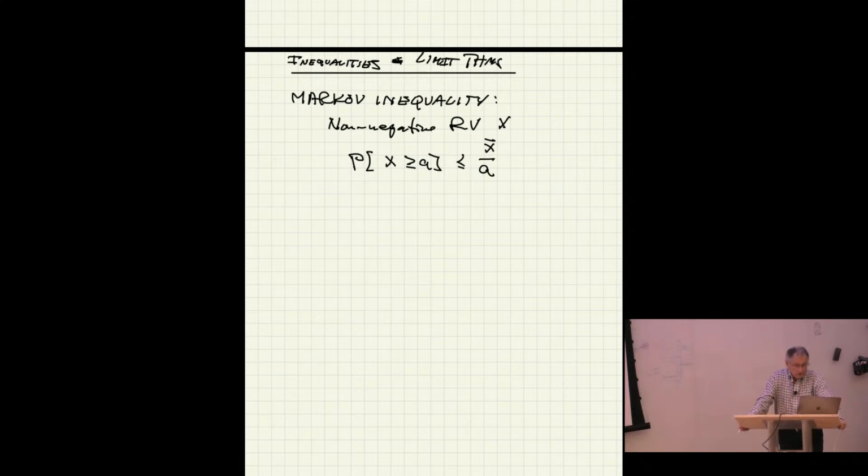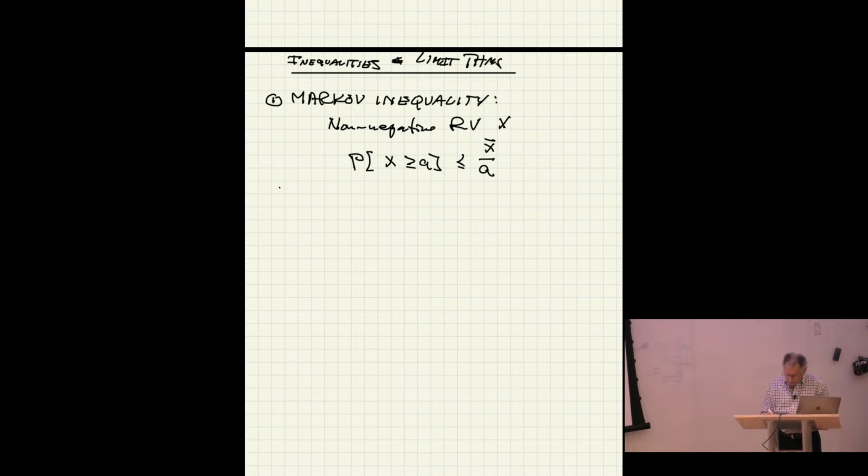Wow. Just knowing the mean, you could put a bound on the tail. It's not a great tail, but it's a tail. It's a bound. And it's a very simple, easy thing to prove, by the way. In fact, you might want to try it yourself. It's easy.